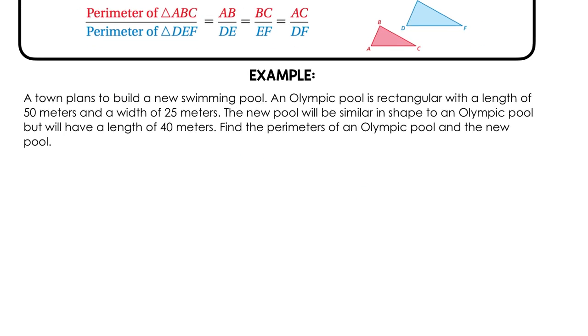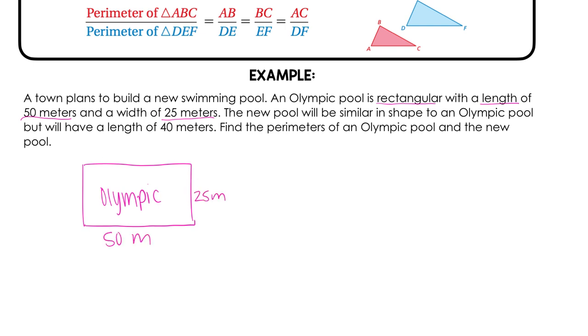It says a town plans to build a new swimming pool. An Olympic pool is rectangular with a length of 50 meters and a width of 25 meters. I'm just going to draw that real quick. So this is our Olympic pool, and they give us the length and the width. So we'll call this one 50 meters, and then this is 25 meters. Okay, the new pool is going to be similar in shape, but it's going to have a length of 40 meters. So it looks like a little bit smaller, right? So the new pool is going to have a shorter length here, so it's 40 instead of 50.